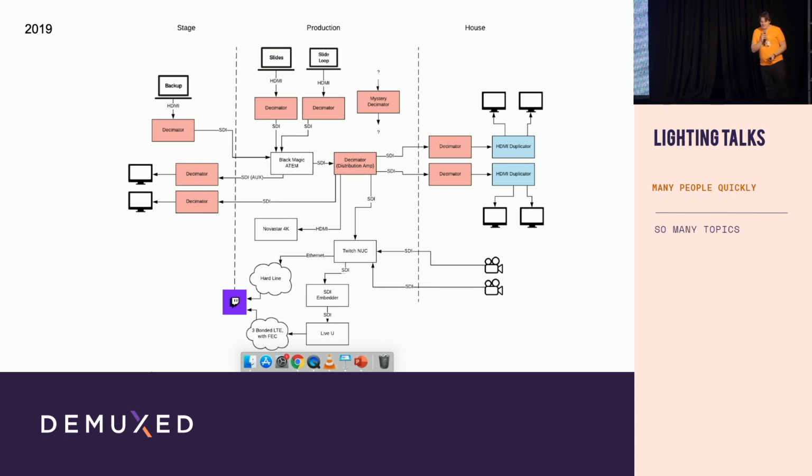It's a little bit more complex. There are no less than 10 decimators, including the mystery decimator. I literally was sat there and went, there's 5 on this desk. What's this one for? Turns out we're using it to standardize one of the signals coming out of one of the cameras for a bit of a long SDI run. The really interesting thing here is we are using redundant Twitch ingest, so if the hardline goes down, which it did yesterday, we fail back over to some bonded LTE connections, which is great.